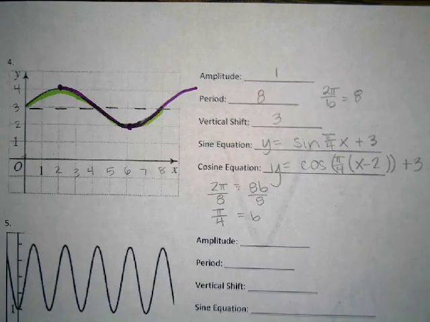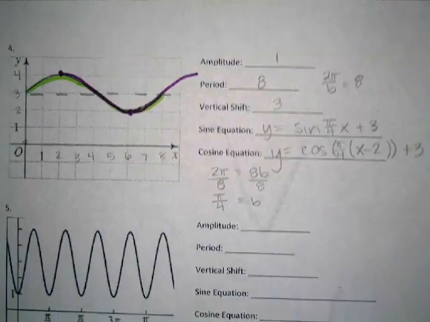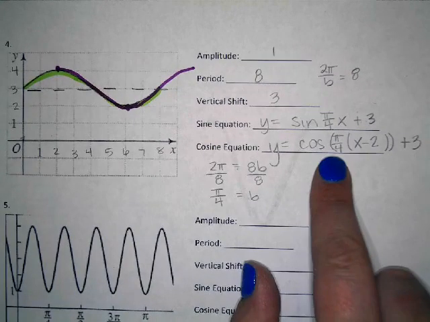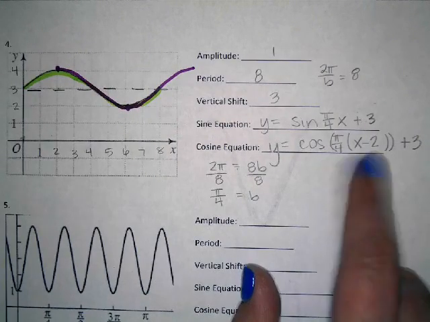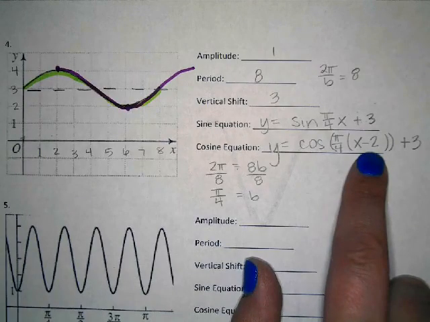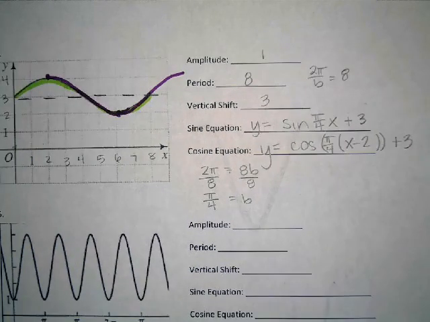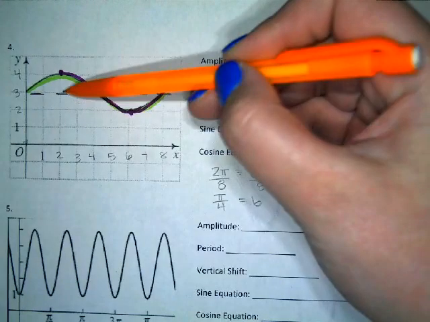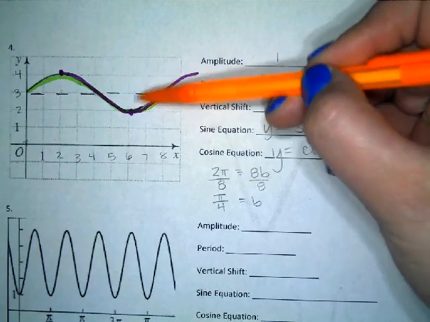How confident do we feel in our answer? Pretty confident? Do we want to check it on the calculator or just move on? Move on? Yes. Why is it x minus 2? Why is the amplitude 1? Because from the middle of the graph, the middle is 3, the midline, it goes up to 4 and it goes down to 2. So it's a distance of 1 away from the middle. And so that's the amplitude. Okay, let's try the next one.